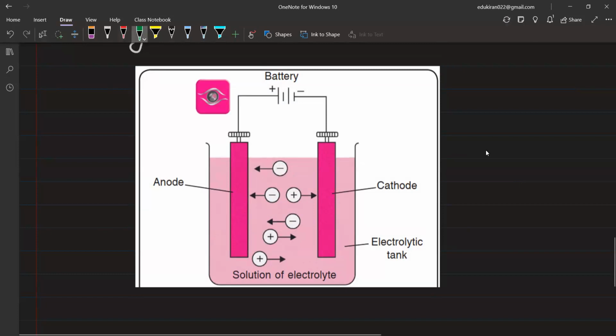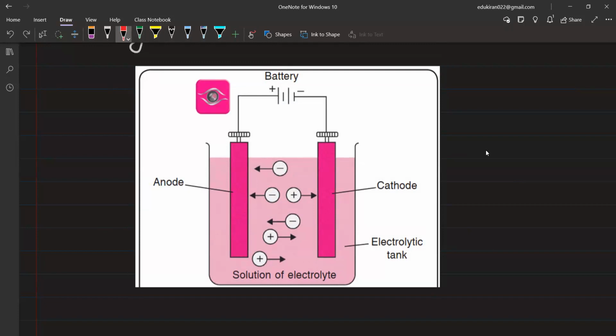Now, important thing is that in our solution we should have two things. We will have cations and we will have anions. Now, the cation will go towards the negative side of the battery. The positive and negative side that you see here, what is it coming from? That is coming from the battery itself.